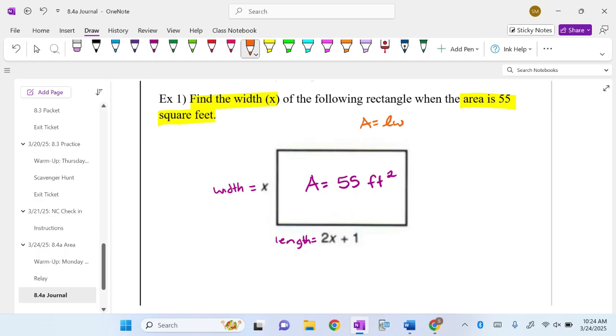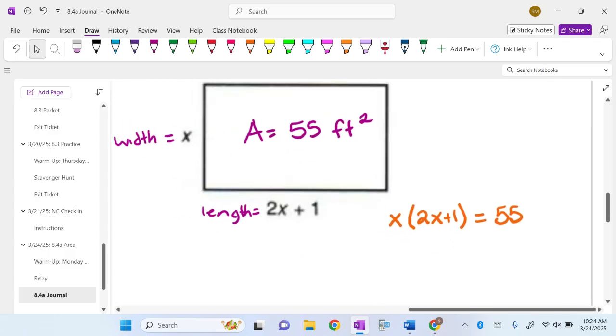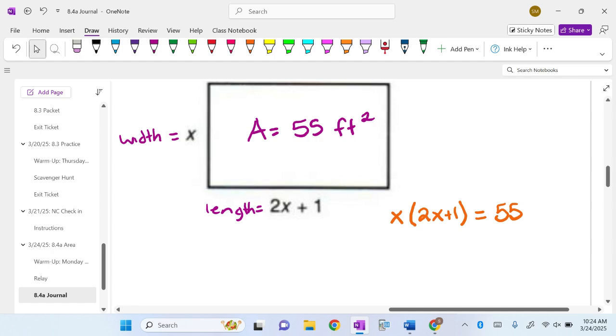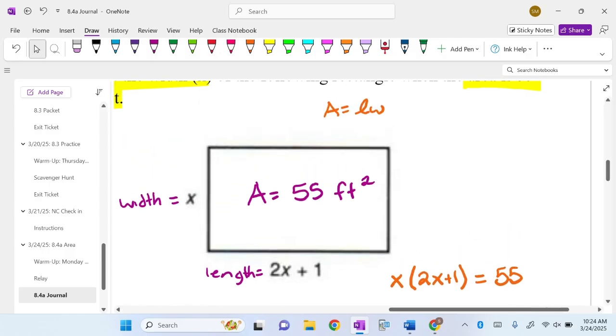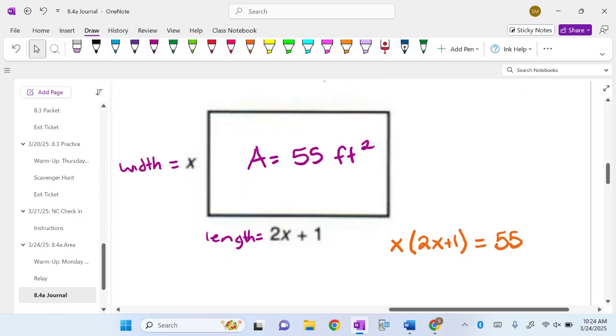We plug in the values for length and width, multiply them together, set equal to our area. So we would have width times length is equal to our area, which is 55. Length times width is equal to area. Our length is 2x plus 1. Our width is x. X times 2x plus 1 gives us our area of 55. We literally just put it back into this formula. All right, that's all you had to do.